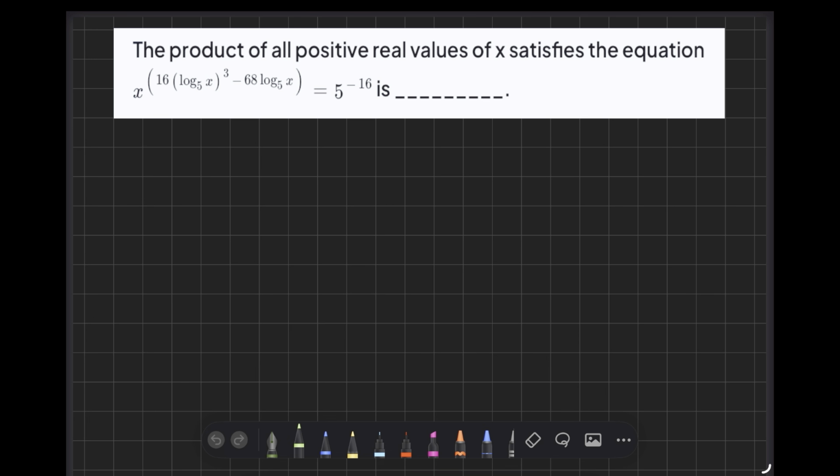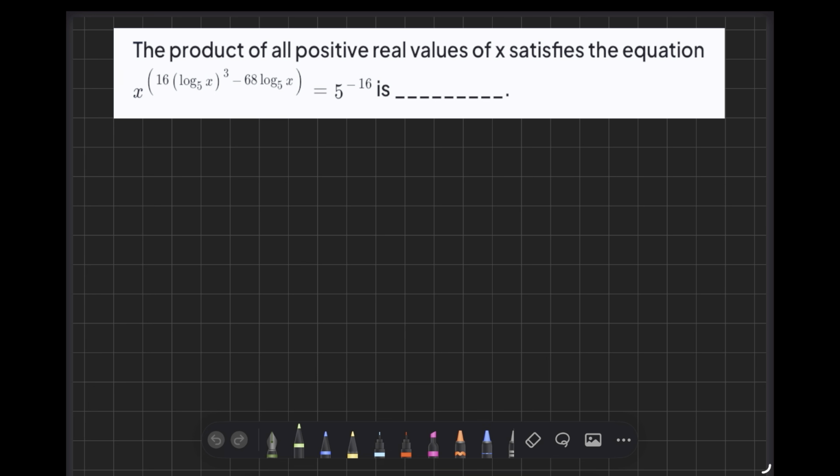So, we are back with a wholesome new question which says: the product of all positive real values of x satisfying the equation. So, we have to find all positive x and then multiply them. Look at this equation. It is x to the power something, 5 to the power something.